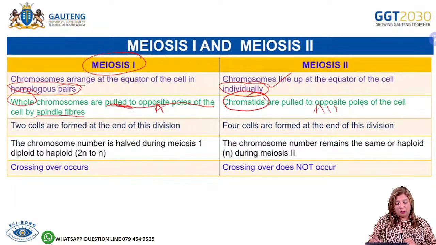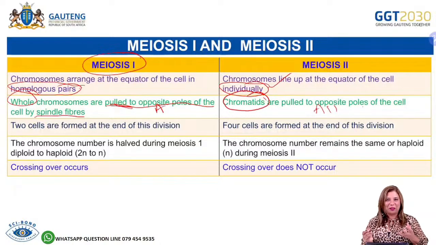Let's look at the third comparison. So there's a trick here. Do you see what's happening here? When the examiner asks you to compare meiosis 1 to meiosis 2, all you have to do is remember all of the phases of each one.